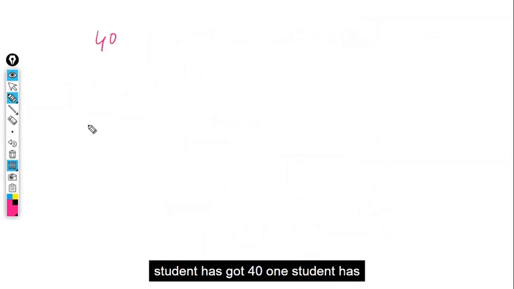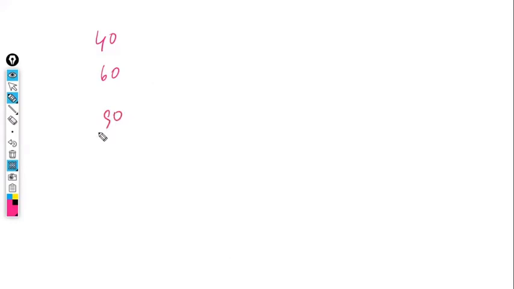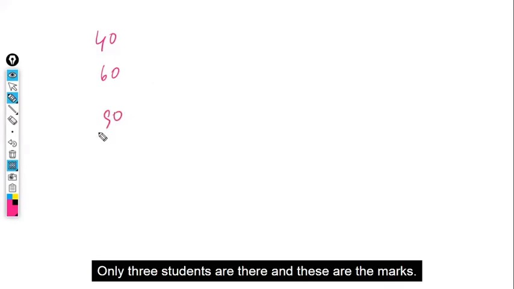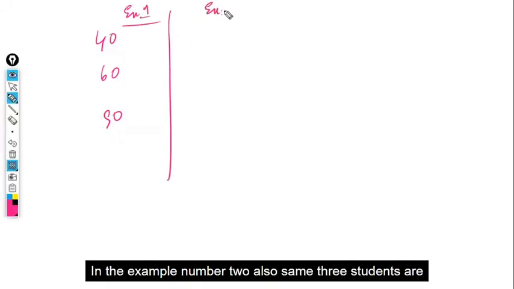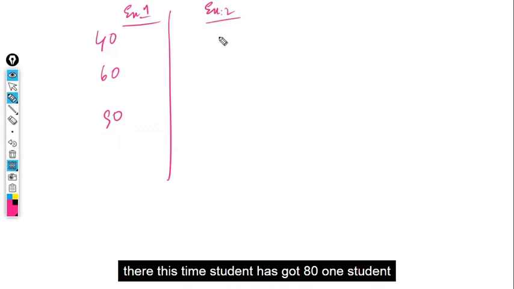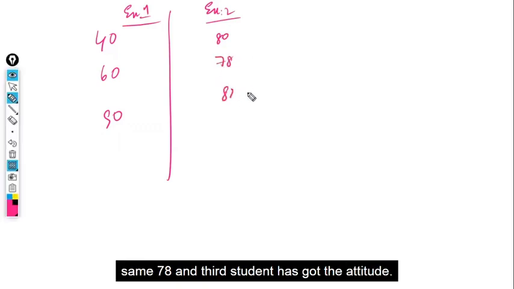Now, in the given data set, for example, I have students like this: one student has got 40, one student has got 60, and one student has got 90. Only 3 students are there and these are the marks. This is example number 1. In example number 2 also, the same 3 students are there. This time, one student has got 80, the second student has got 78, and the third student has got 82.